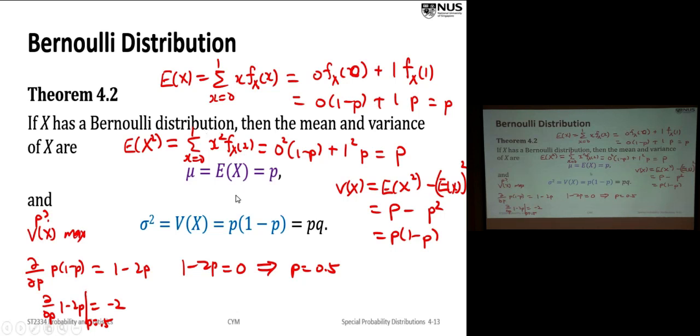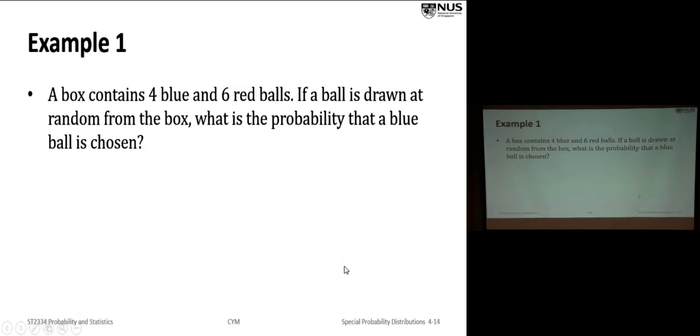I want to use this simple example to illustrate what questions you can ask and what all these expressions mean. Okay, look at this example. I have a box with 4 blue balls and 6 red balls. If I draw 1 ball only from the box, what's the probability that we have a blue ball? Now this one, without the distribution, you can work out easily. The answer is 4 over 10. But I try to look at this problem as an application of the Bernoulli distribution.